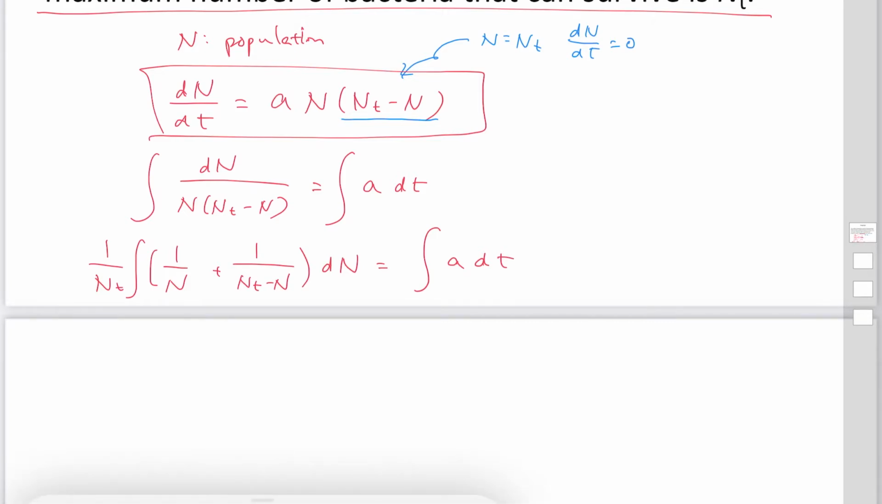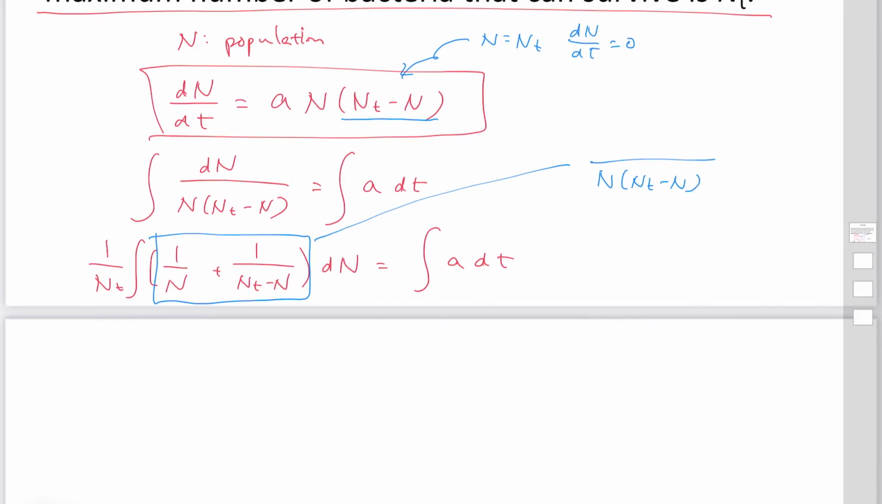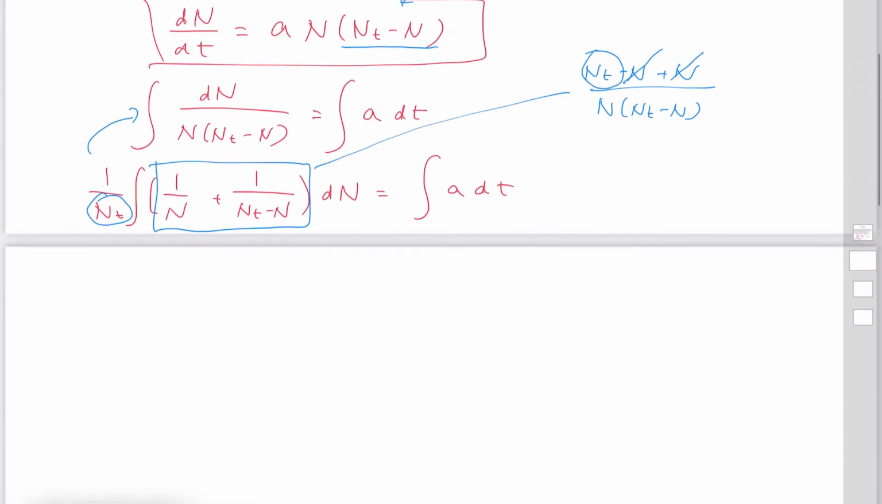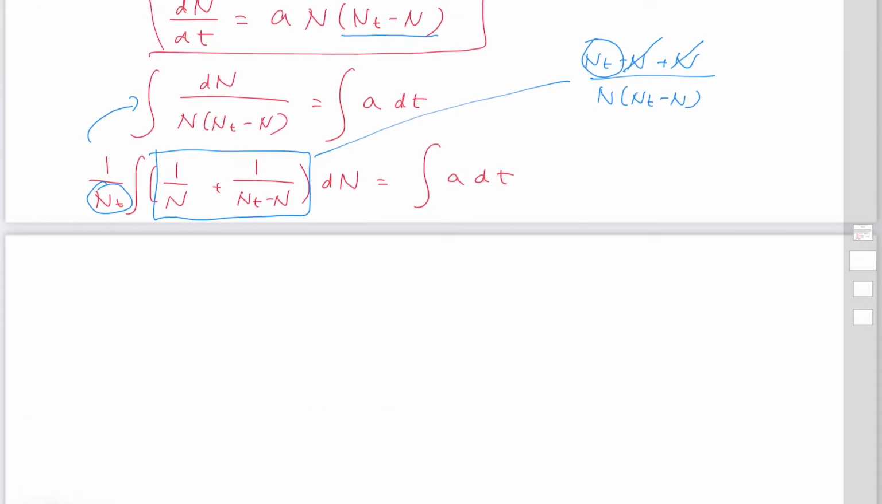So if you calculate inside of the parentheses, it becomes n sub t minus n plus n over n times n sub t minus n. Then n is going to be cancelled out. This n sub t is cancelled with the 1 over n sub t. Then we can return to the original equation. Once we change the form of the equation, we can perform the integrals.